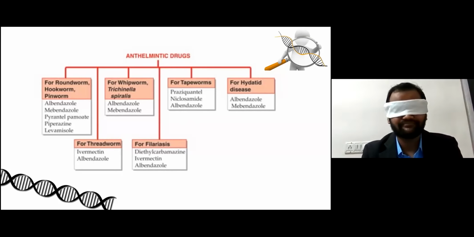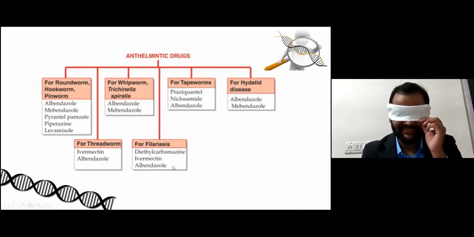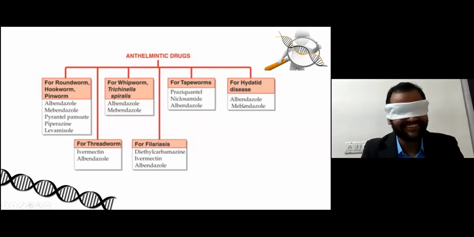Albendazole is used. I think this medicine is the Joe Root of all medicines. As much as Joe Root of England, this is the Joe Root of all medicines. Yes. Next, please.